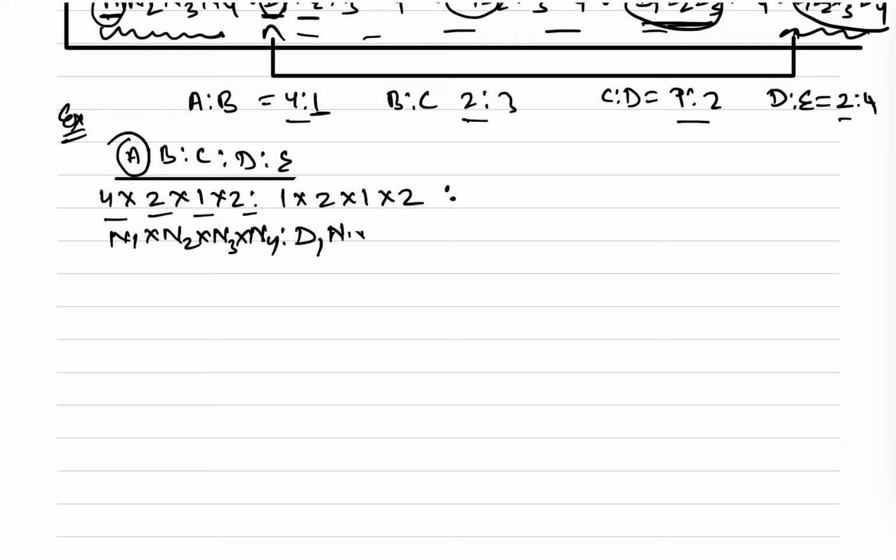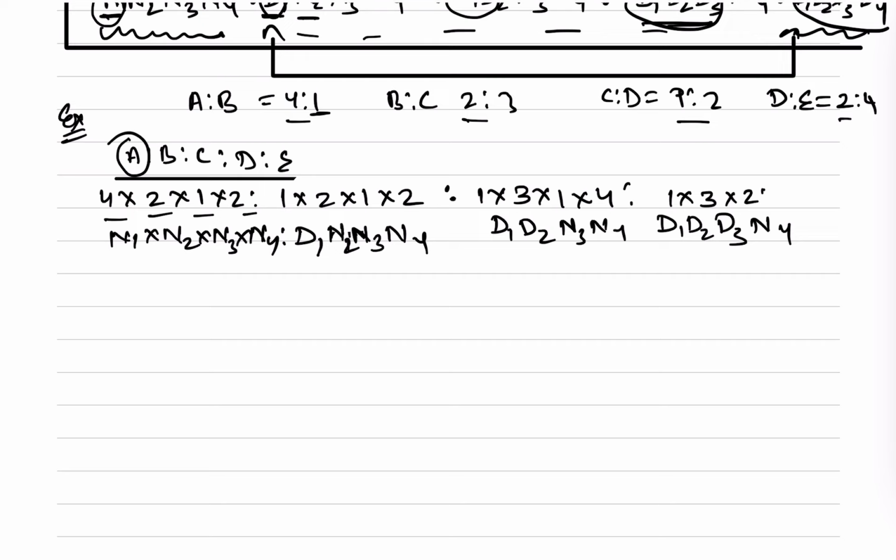So this is d1, n2, n3, n4. Here it will be d1, d2, n3, n4, that is 1 into 3 into 1 into 2. And here it will be d1, d2, d3, n4, that is 1 into 3 into 2 into 2. And what is the last one? Can anyone tell me? 1 into 3 into 2 into 4. Are you getting it? Will you be able to solve this? So this will be the answer. This is the bridge concept.